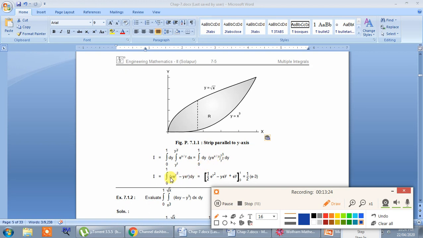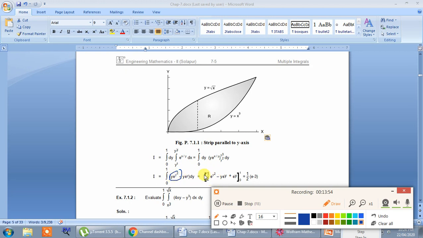And this integration is quite easy. The first integration can be done with the help of substitution, y square equal to t. So put y square equal to t, we get 2y dy is equal to dt. Okay, the limits will be the same, and you will find that y dy will be dt by 2. So we simply have the integration of e raised to t, which is e raised to t. If you put the upper and lower limits, we get the value equal to 1 upon 2 e raised to y square minus, and if you put the lower limit, we get 0.